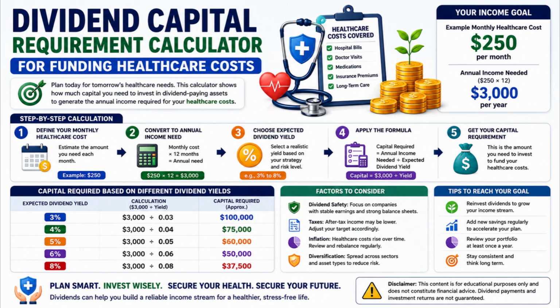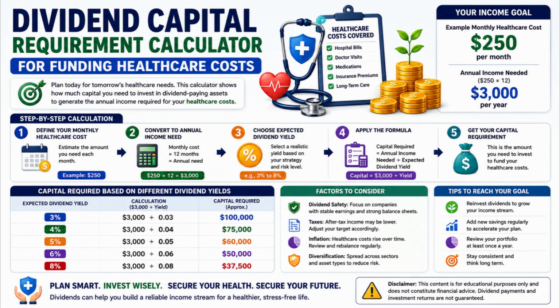Similarly, at a 4% yield, the estimated capital requirement becomes $75,000. At a 5% yield, approximately $60,000 may be needed, while a 6% yield would require about $50,000. Furthermore, if the expected yield is 8%, the calculated capital requirement falls to approximately $37,500. Nevertheless, an 8% yield may involve greater uncertainty, so investors should carefully examine dividend safety before relying on it.